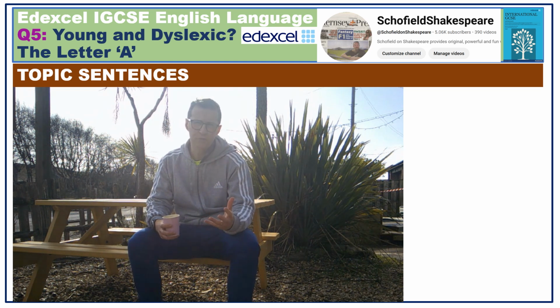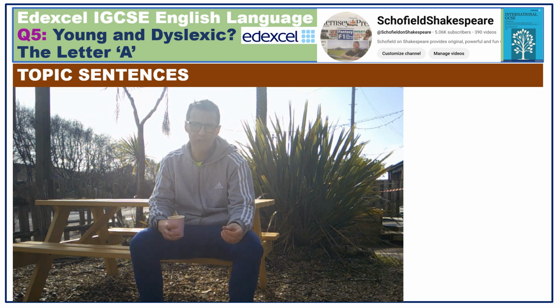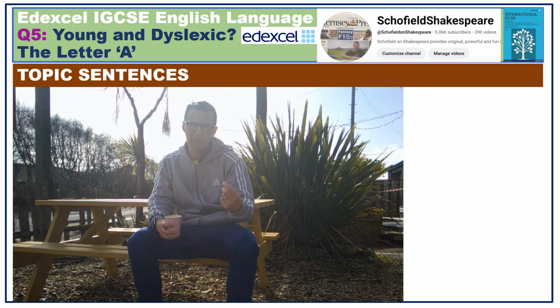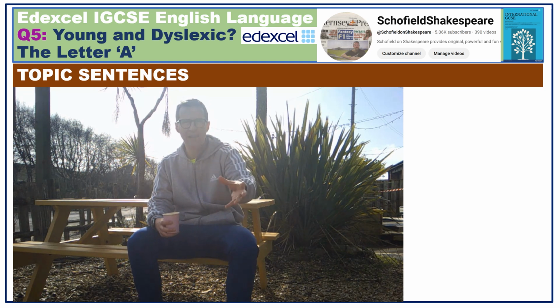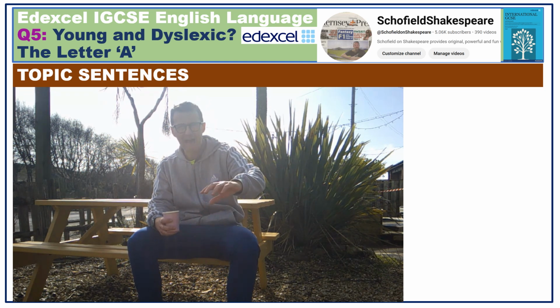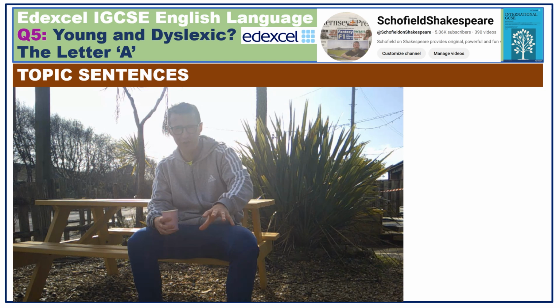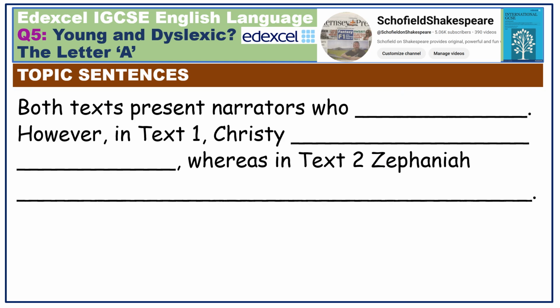Remember the principles. 4 main paragraphs. Start each paragraph with a comparative statement, both. In the second sentence, then explain how this similarity is presented differently across the two texts. Typically, it will look something like this.